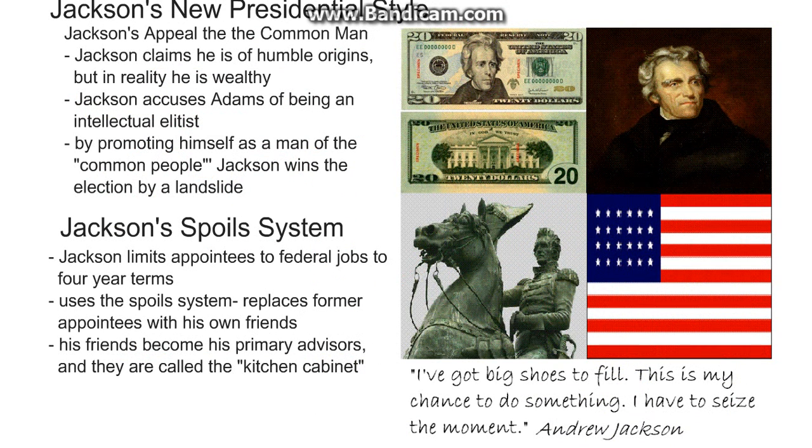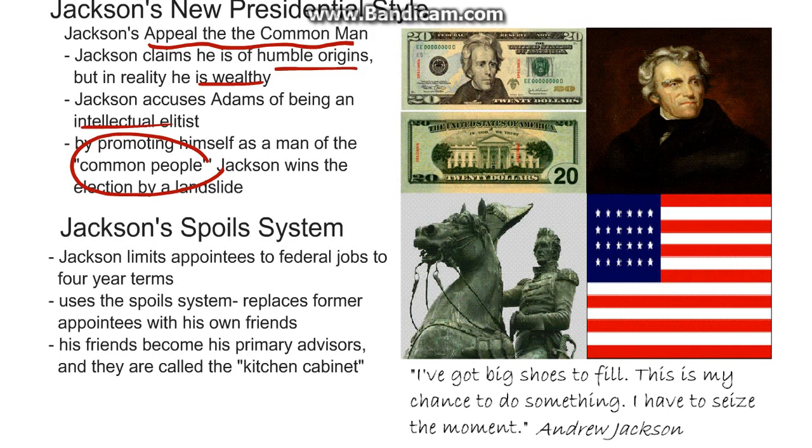Jackson had a very different presidential style. He wanted to appeal to the common man, and common people liked him. Jackson claims that he is of humble origins, but really he does have money, and he is wealthy. Jackson accuses Adams of being an intellectual elitist, which means he's accusing John Quincy Adams of being better than everyone else, or thinking that he is. So by promoting himself as a man of the common people, Jackson is going to win the election of 1828 by a landslide and become president.